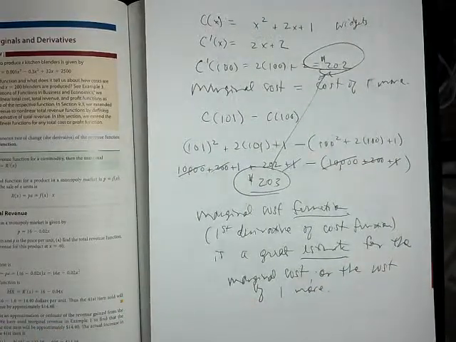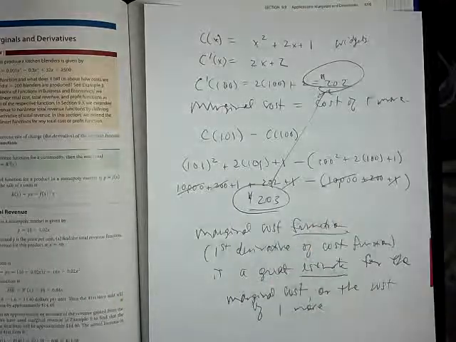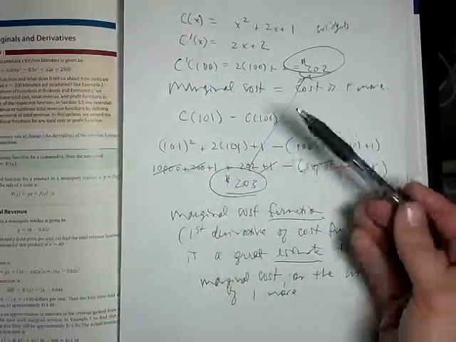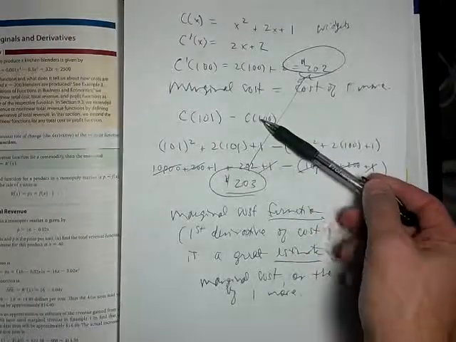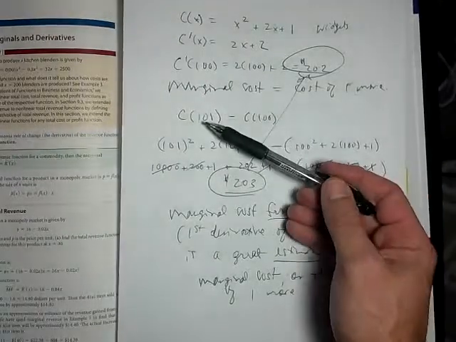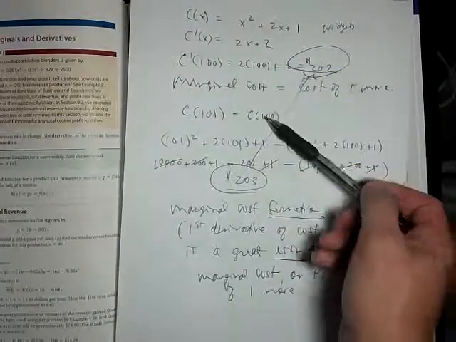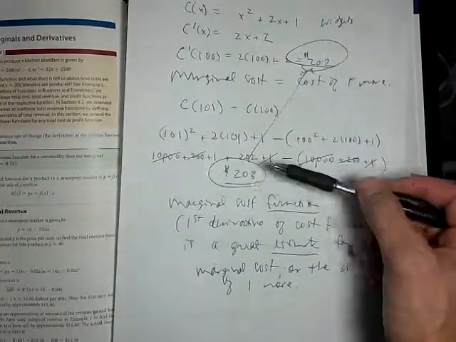Now, why would you ever estimate? Why don't you just do it correctly? If you want to know what the marginal cost is at 100, just simply calculate the cost of creating 101 and subtract off the cost of creating 100, and it'll give you the actual answer.